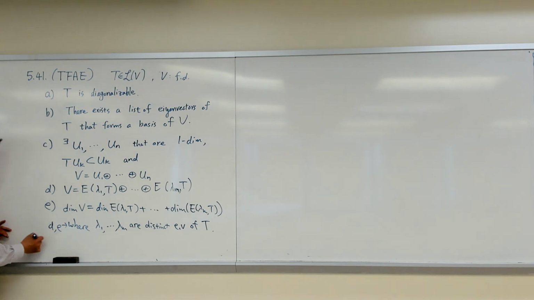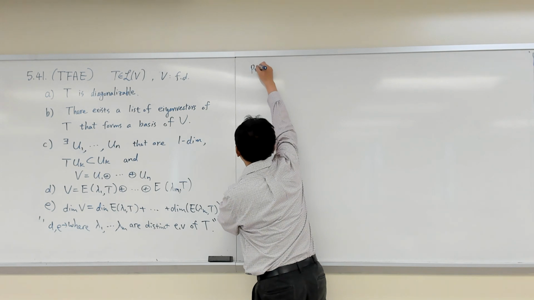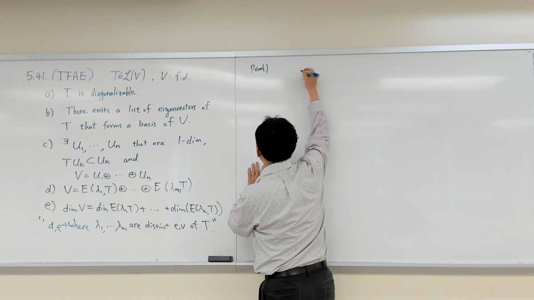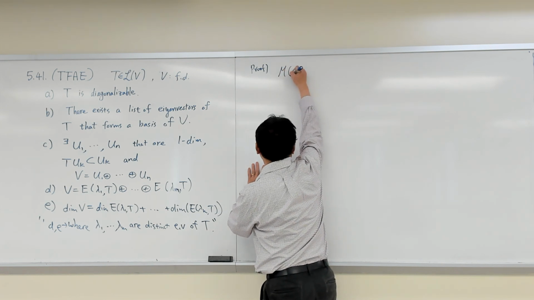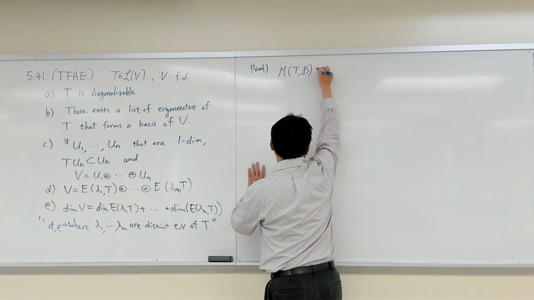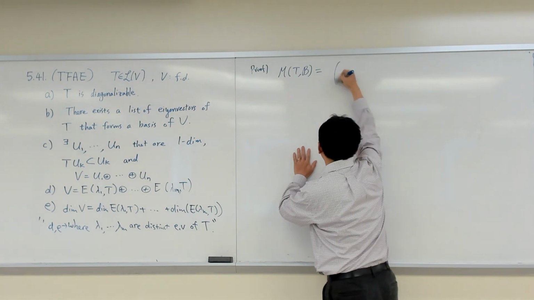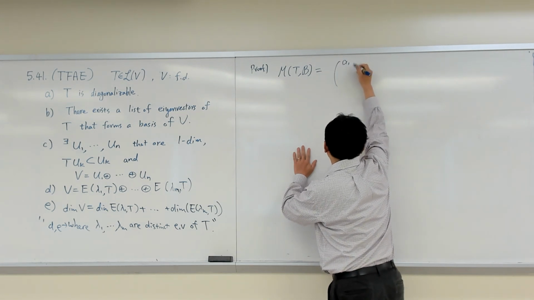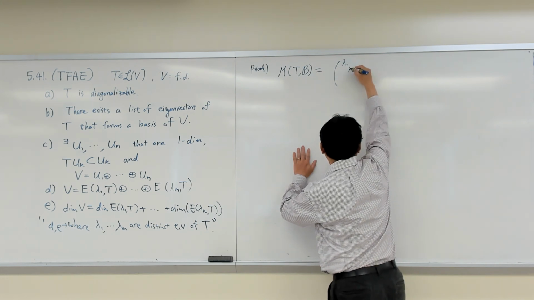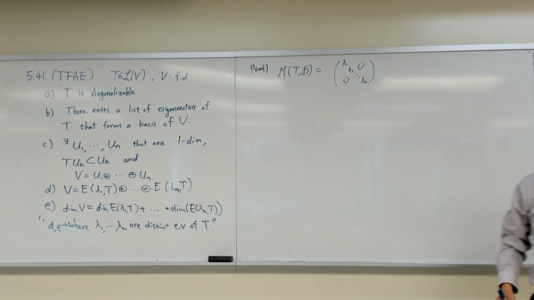For D, what does it mean for T to be diagonalizable? It means that there's some basis B so that the matrix of T with respect to B looks like lambda 1, lambda 2, and so on, lambda n, and 0 elsewhere. That's what it means to be diagonalizable, right?